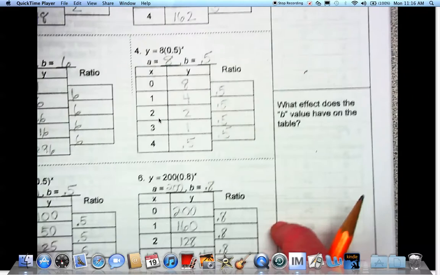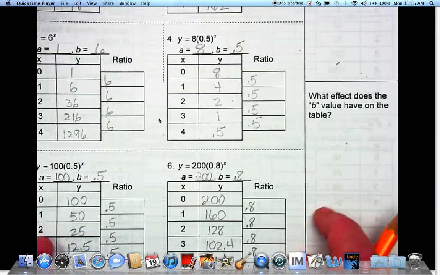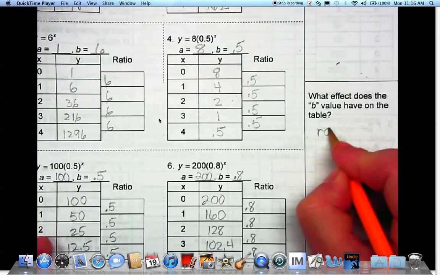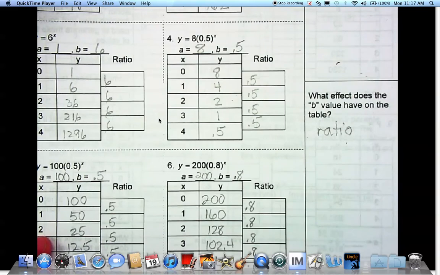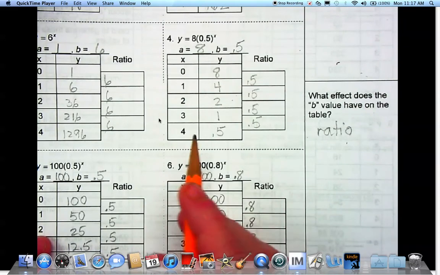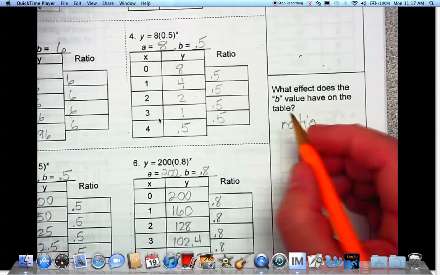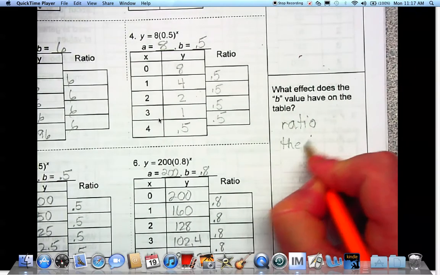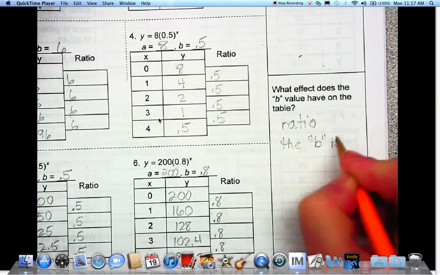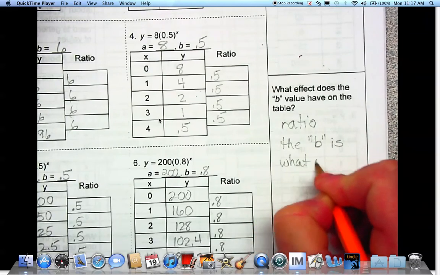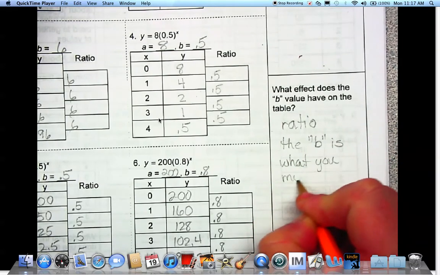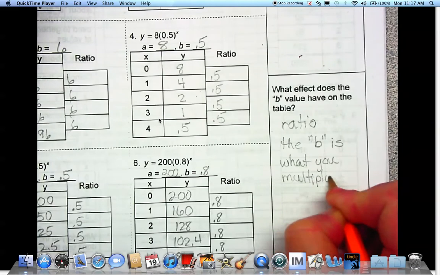Okay. What effect does the b value have? The ratio. The rate of change. I wouldn't say rate of change because that's more like a linear function, where you're adding or subtracting the same thing every time. When you're multiplying by the same thing every time, it's a ratio. And we're going to say the B is what you multiply the Y value by.